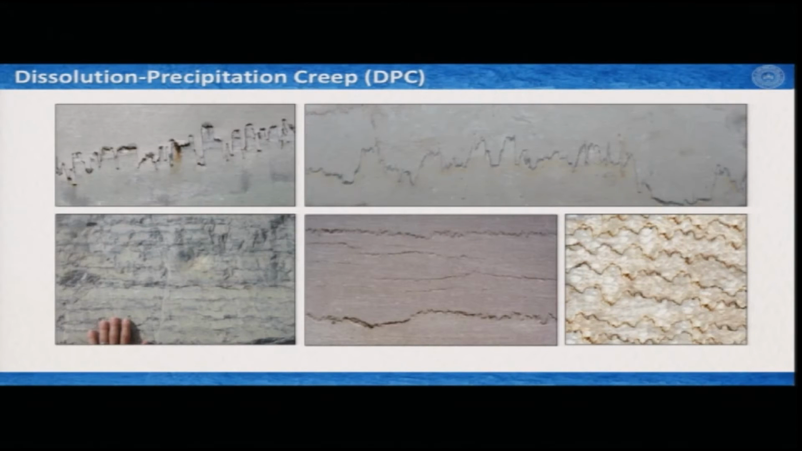Now, I have 5 images which I collected from different web pages or different papers, and I leave these 5 images for you to interpret which one is dissolution seam, which one is stylolite, which one is highly serrated stylolite, and which one is deformed stylolite. So, you can look at these images in detail, go back to the previous slides, check them and match them and identify by yourselves which one is what.